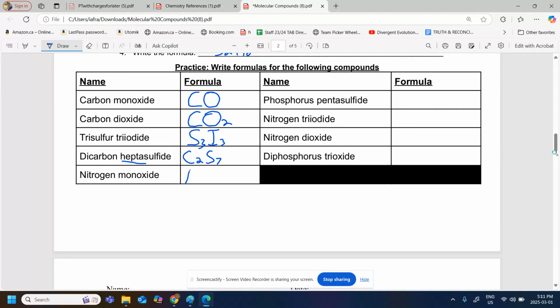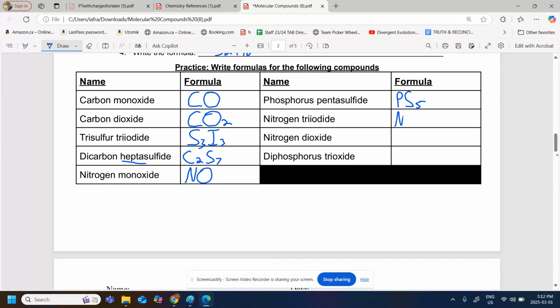Nitrogen monoxide. No prefix for nitrogen means 1. Monoxide, mono means 1, so 1 O. Phosphorus pentasulfide. No prefix for phosphorus means 1 P. Pentasulfide, 5 S's. PS5.